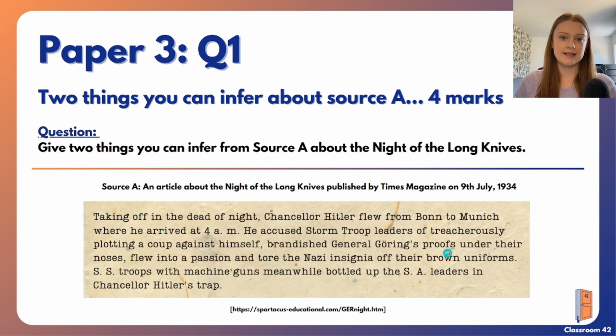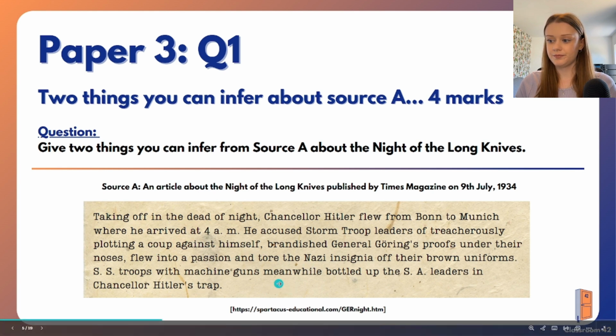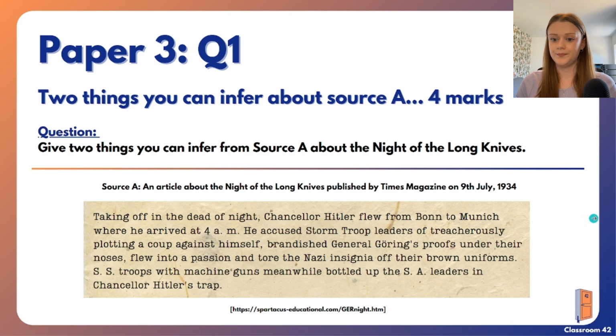So let's take a look at an example question for this one. So our question is, give 2 things you can infer from source A about the Night of the Long Knives. So it will always give us our topic that we're looking at here. You can see here that this is our source. Feel free to pause the video if you want to take a bit of a closer look at it, but source A is an article about the Night of the Long Knives published by Times Magazine on the 9th of July 1934, and it just describes some of what happened during the Night of the Long Knives, so talking about how Hitler accused the stormtroop leaders of treacherously plotting a coup against him, and about Goering's proofs as well.